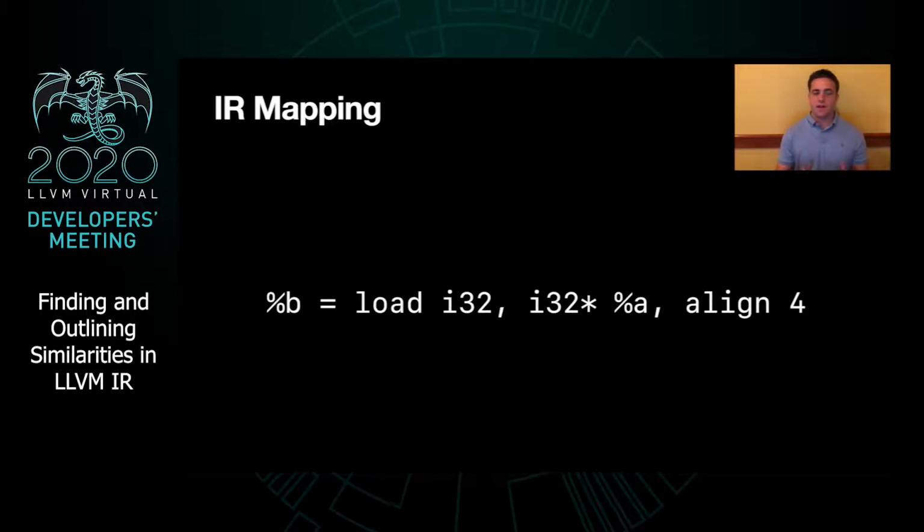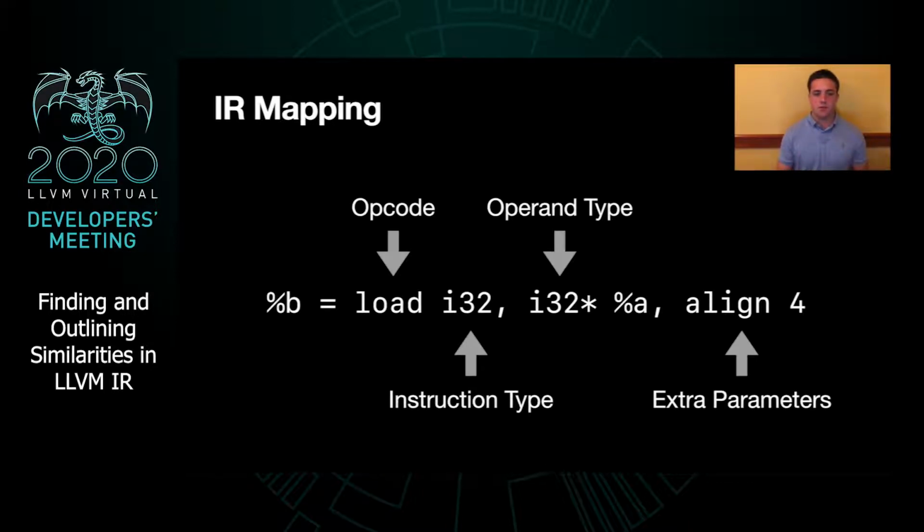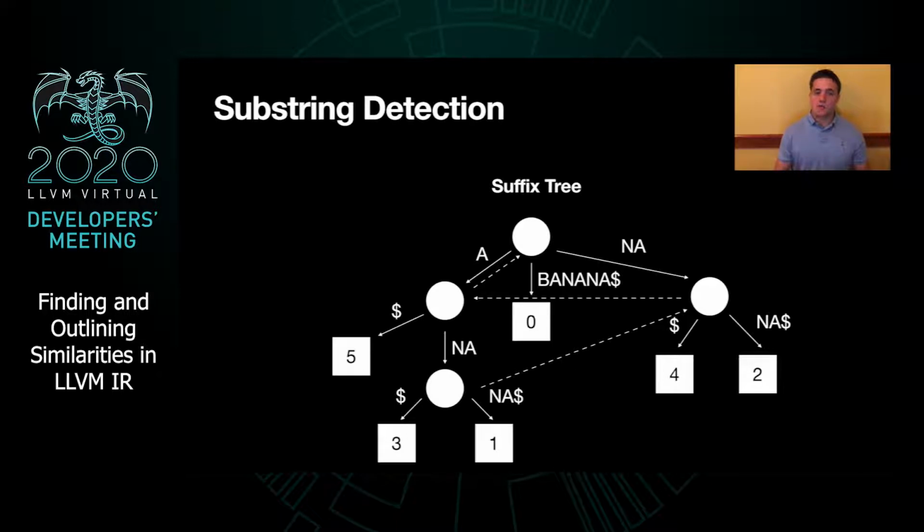Rather than looking at the values of the operands, we look at the instruction's opcode, instruction type, operand types, and extra parameters to create an unsigned integer representing that instruction. This lets us represent the entire program as a string of unsigned integers that can be passed to the suffix tree, which is the data structure that can find repeated substrings in O(n) time, making it a great tool for finding similar sections of the program.